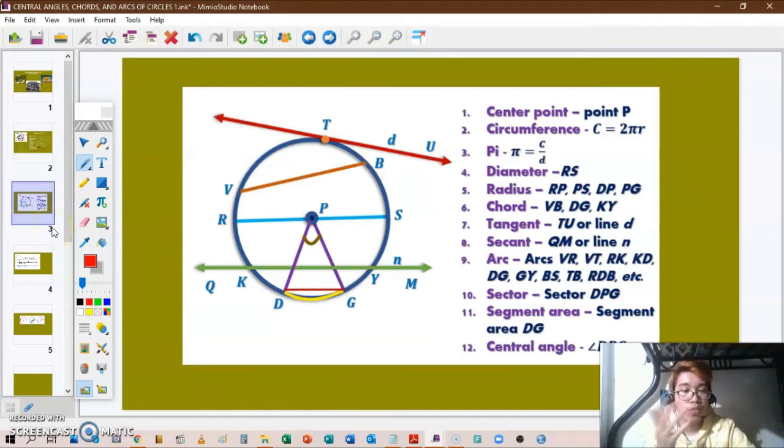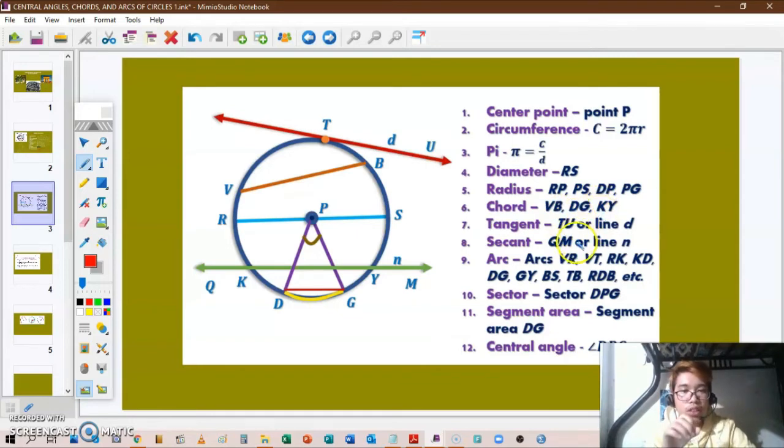And here you go. These are some of the parts, and here it's more detailed. We have the center point, which is point P. The circumference, the formula is 2 pi r, where pi is equal to c over d, or the constant 3.14159 and so forth. Then we have the diameter, which is RS, the radius, which is RP, PS, DP, and PG, the chord, which is VB, DG, and KY.